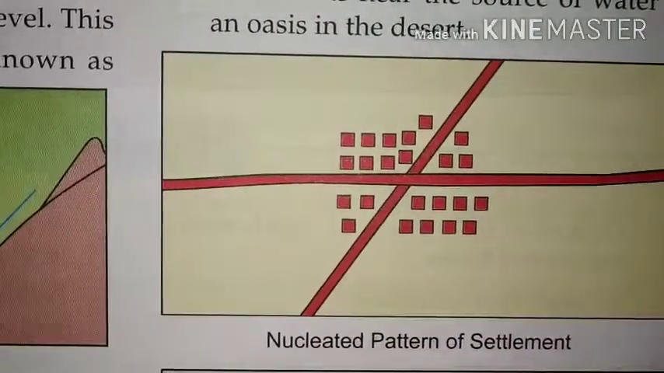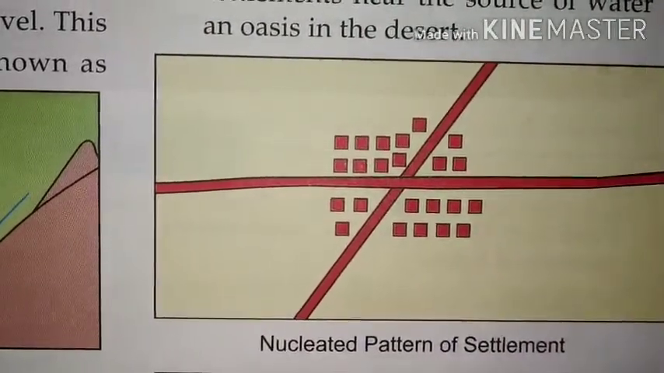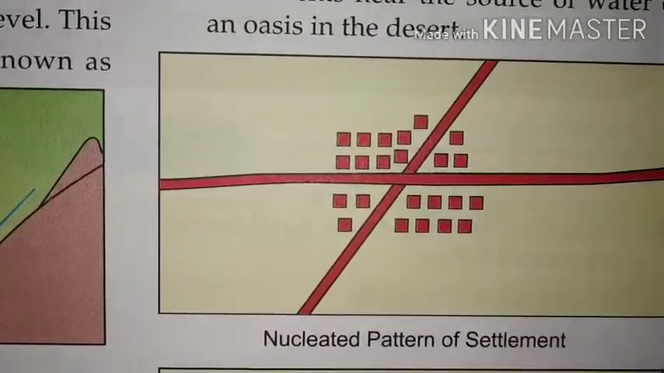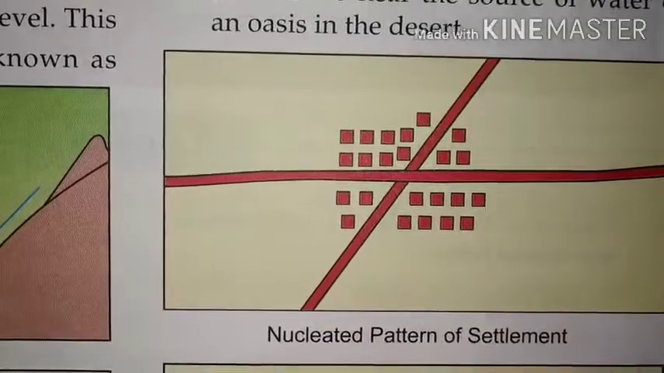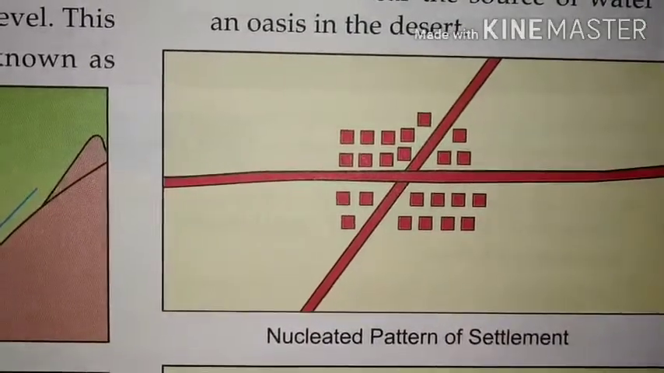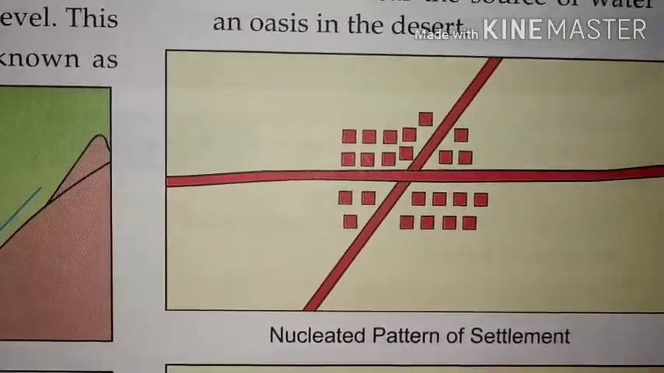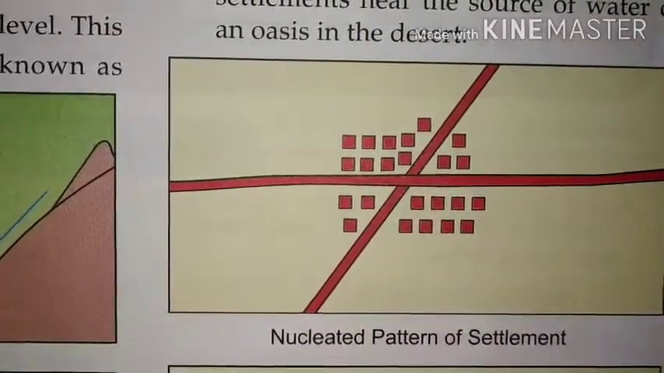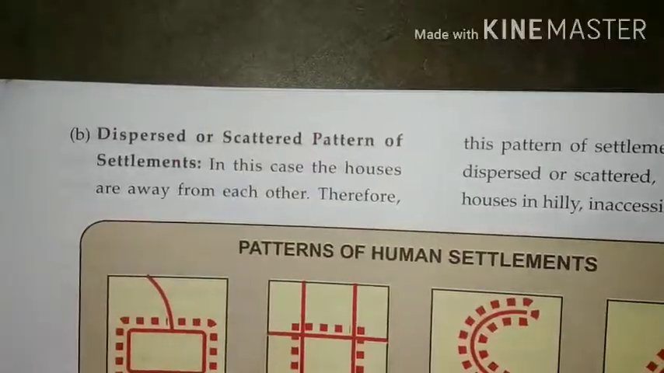You can see all these houses are very close to each other. Generally where is it found? Around the source of water. You know that in the deserts, if an oasis is there, around that oasis you will see the houses are very close to each other, so we call it nucleated pattern of settlement.